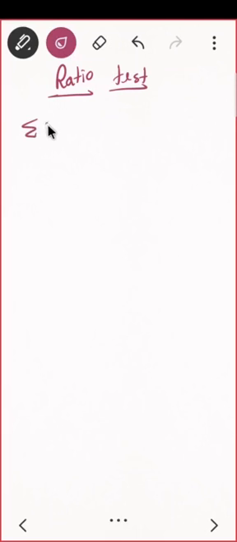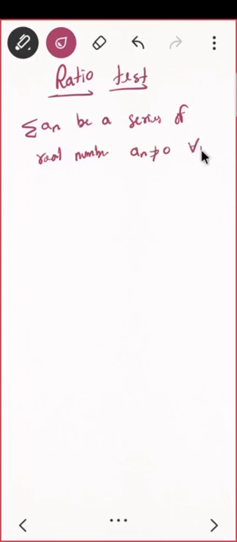Suppose summation of a_n is a series of real numbers. I am not assuming whether a_n is positive or negative. I am just saying it is a series of real numbers such that a_n must be non-zero, because I'll be taking a ratio. So for the ratio I need this for all n belonging to the natural numbers.